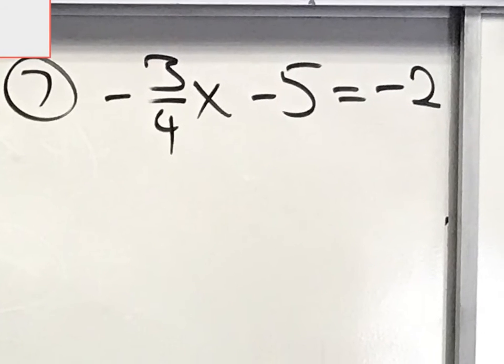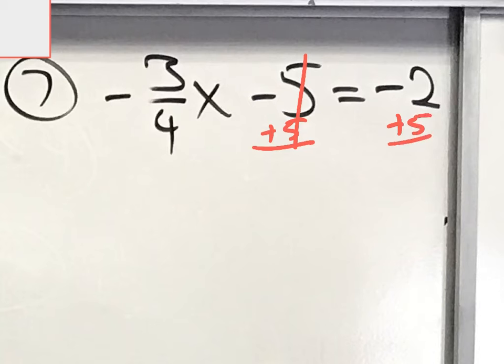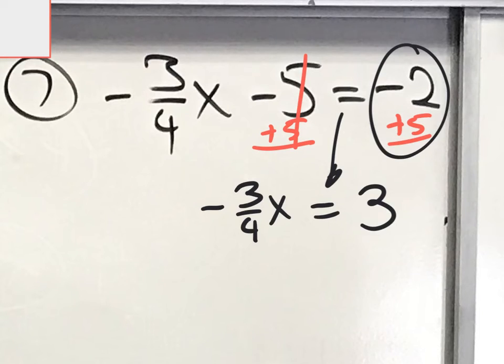Number 7. There's many different ways of doing number 7. What do you guys suggest? Adding 5 would work great. Why? Because plus 5 here, that'll cancel out, and plus 5 over there gives me a nice, beautiful answer. What is that answer? What's negative 2 plus 5? 3. So I could rewrite what I have now, negative 3/4 x, bring down the equal sign, and we said that negative 2 plus 5 is 3. So there's my new equation, and now I could get rid of the fraction, right?